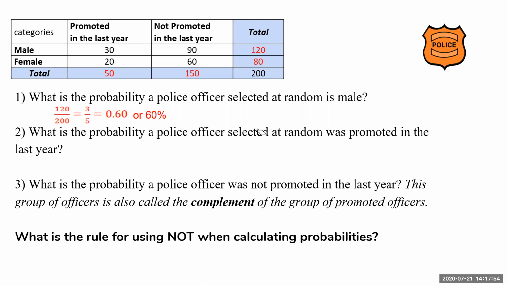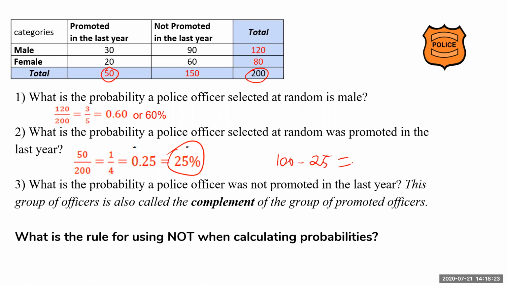What's the probability a police officer selected at random was promoted in the last year? So promoted. So you look at the total for promoted, right? Promoted in the last year over the total. What's the probability a police officer was not promoted? So we know promoted, right? So not promoted is what? Wouldn't that be just 75%? So when you know not promoted, you could have just done that.